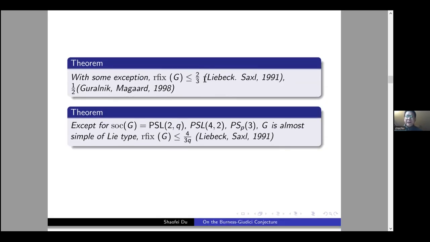Okay, you see this result. With some exceptions, this fixed point ratio of G is less than 2/3. This is by Liebeck's construction. Also, it was improved to 1/2 by them. It's improved. And another result: except for G, a classical group, G is almost simple group of Lie type. Then this number is smaller than this number. This is by Liebeck and Saxl in 1991.